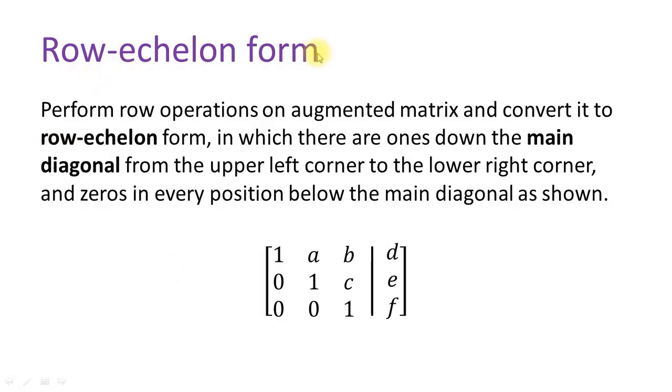Now use row echelon form. Convert this augmented matrix to the row echelon form. For row echelon form, perform row operations on the augmented matrix and convert it into row echelon form, in which there are ones down the main diagonal from the upper left corner to the lower right corner, and zeros in every position below the main diagonal as shown here. So in echelon form, the number of zeros increases row by row from the first non-zero entry. Here the first row has no zeros, in the second row there is 1 zero, but in the third row there are 2 zeros.